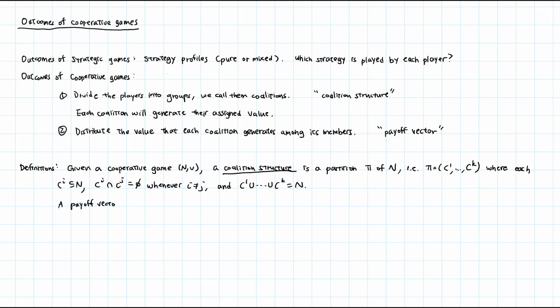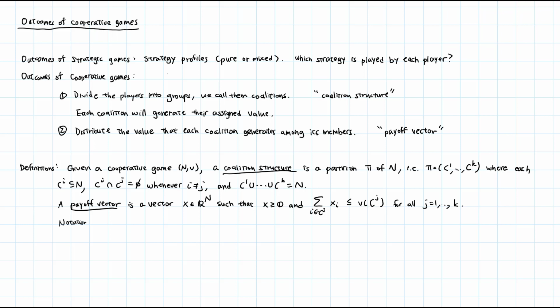A payoff vector is a vector x in R^n such that x is at least 0, and the sum of x_i for each i in a coalition C_j is at most v of C_j for each j. This means that the payoffs received by the members of C_j is at most the value generated by the coalition C_j, which hopefully makes sense.